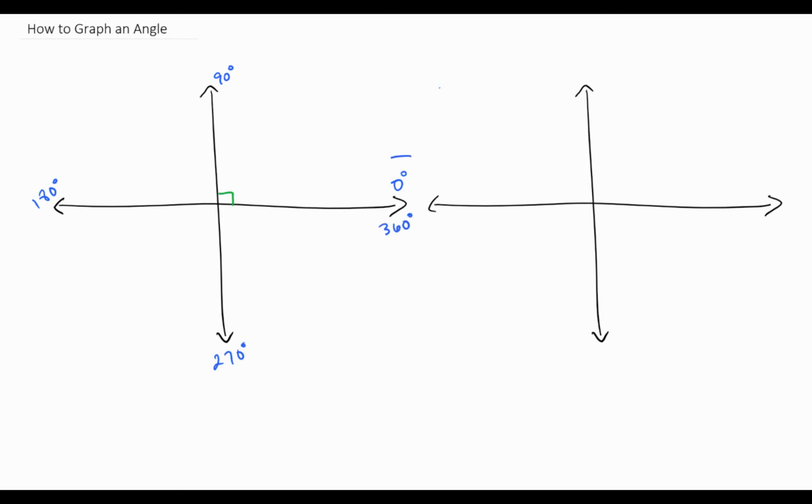And the very last one here, you can see that the location of 0 degrees and 360 degrees is the same. We're going to go ahead and call that coterminal. And that simply means that they finish in the same place or terminate in the same place.